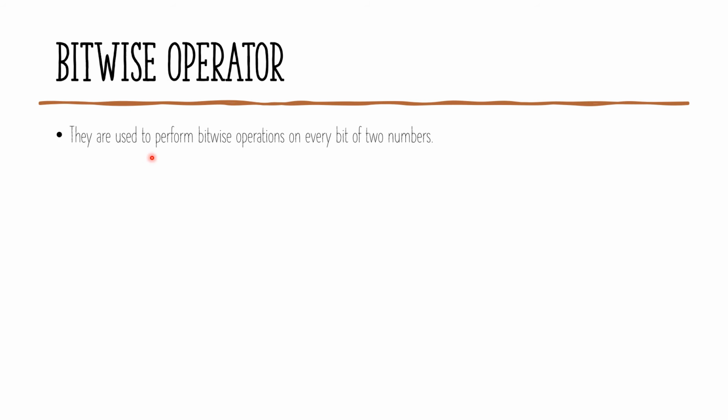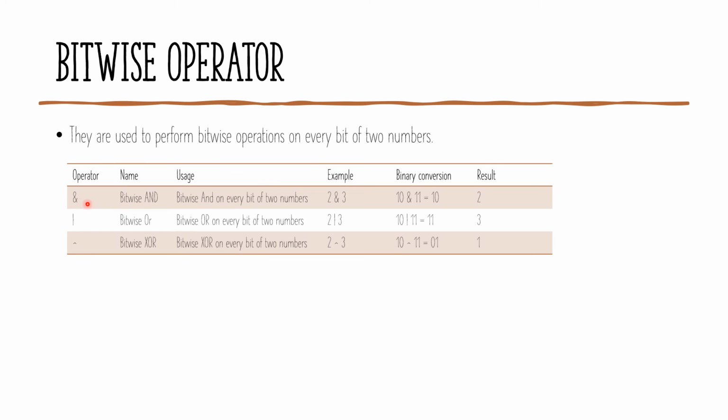Bitwise operators are used to perform bitwise operations on every bit of two numbers. For example, AND operator will perform AND on every bit of two numbers. OR will perform bitwise OR on every bit of two numbers. Bitwise XOR will perform XOR on every bit of two numbers. We will learn more about bitwise operators in upcoming lessons.